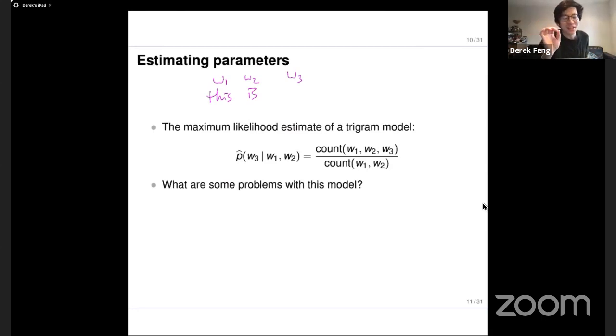I think there are easier problems with this model though. And I sort of hinted at it when I was talking about topic models.